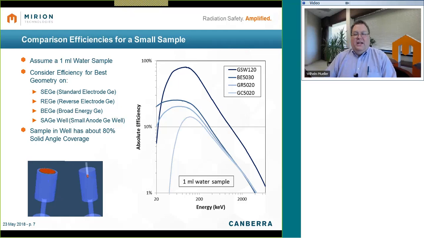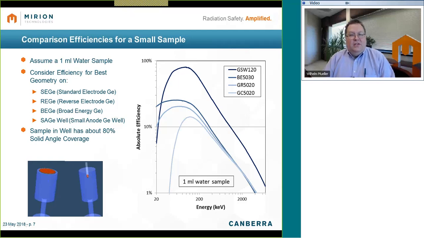And I show that in this example where the sample is now placed inside the detector, surrounded by a well. If one does that, one increases the solid angle coverage up to nearly 100%. 80% is about the practical maximum because you still have a hole on the end. But if we look here at that efficiency, the gains in efficiency are tremendous.